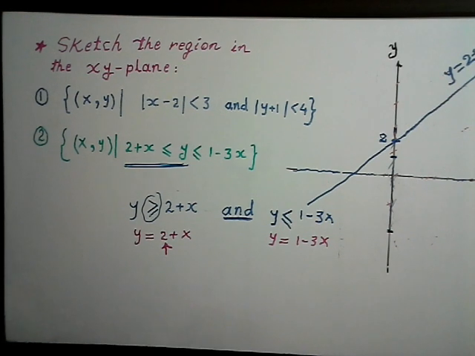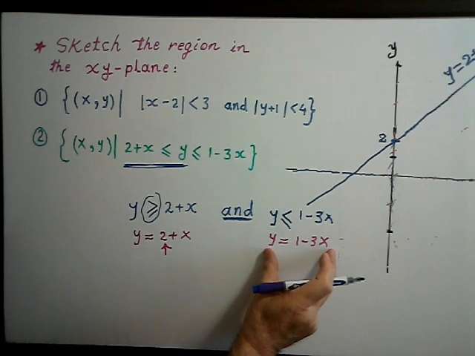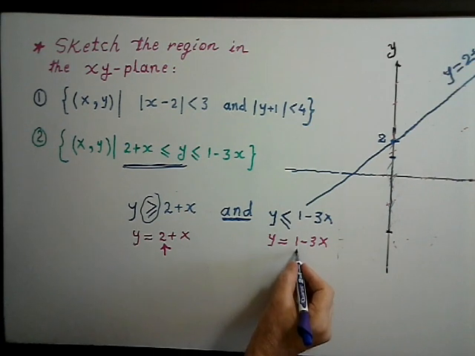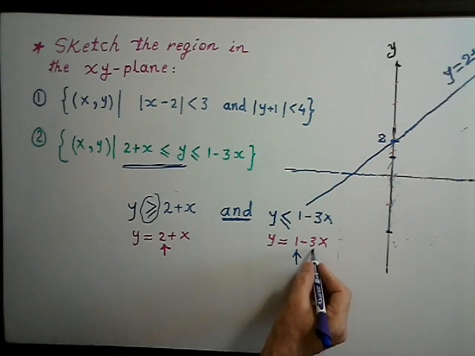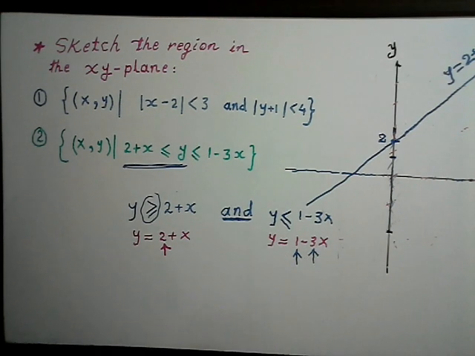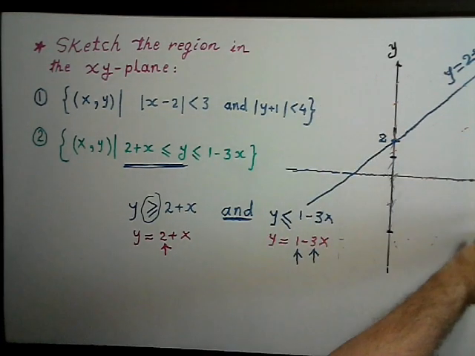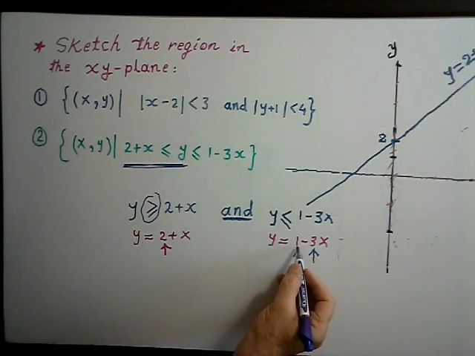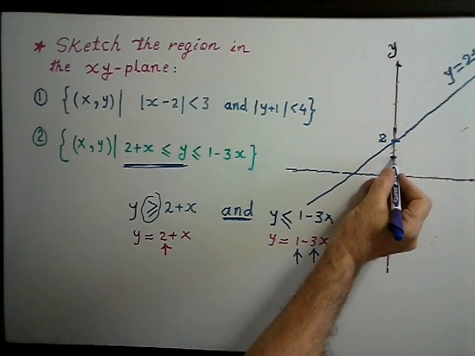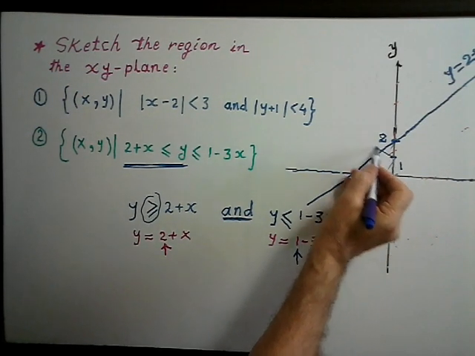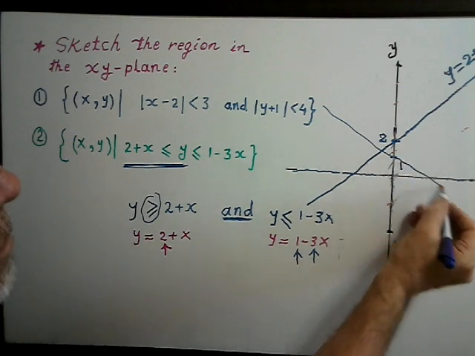And we will do the same with the second inequality. As we see here, the form means the y-intercept is 1 and the slope is -3. With -3, it will be like this shape, and it passes through 1. Here is 1. So the line will be this shape.